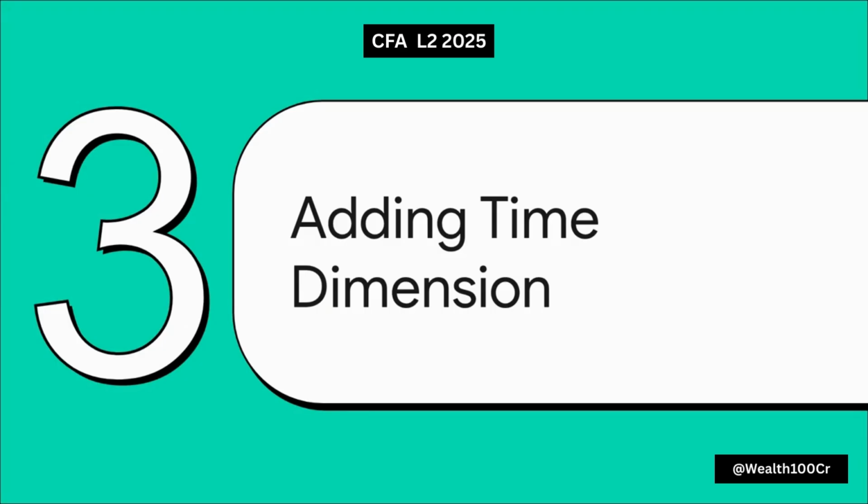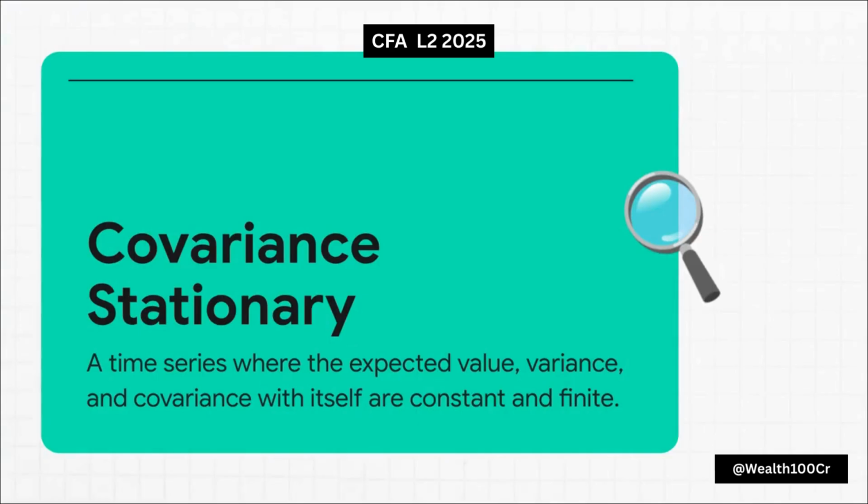So, up until now, all of our models have been like a snapshot in time. But finance is always moving, right? So when we start analyzing data over time, we step into a whole new world, time series analysis, and it has its own set of rules. The single most important concept in this entire area is covariance stationarity. All this means is that a time series has properties, like its average and its volatility, that don't change over time.